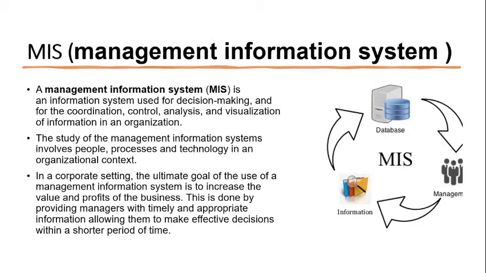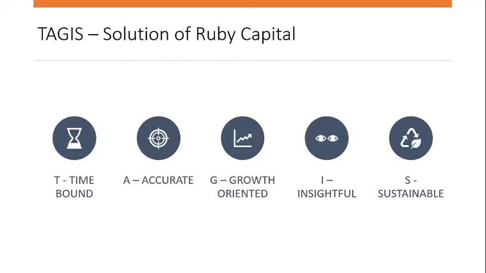Our ultimate goal in using a management information system is to increase the value and profit of the business, to operate the company in a more efficient way, to understand the overall picture and the overall story of what has happened in the past, and to improve the company as much as possible. The company has its own solution for that MIS domain. The name of their service is TAGGIS. TAGGIS stands for time bound, accurate, growth oriented, insightful and sustainable.